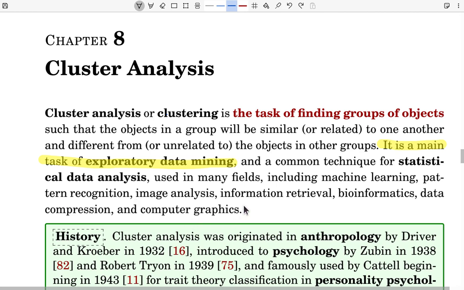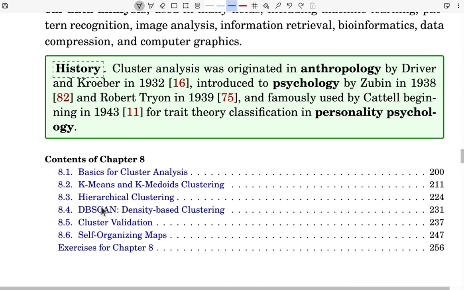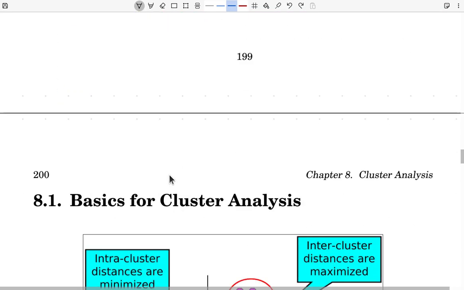Cluster analysis originated from anthropology and developed from the 1930s. This is history. Okay, now we'll go to section 8.1, basics for cluster analysis.